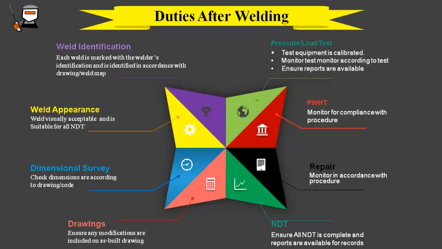Pressure load test. Check that the pressure gauges being used for hydro test and pneumatic test are calibrated. Ensure the test is performed according to procedure and ensure all records are available. The first lecture has ended here. I hope you have a greater understanding of the requirements of welding inspectors before, during and after welding. And in the next module we will discuss terms and definitions related to welding.